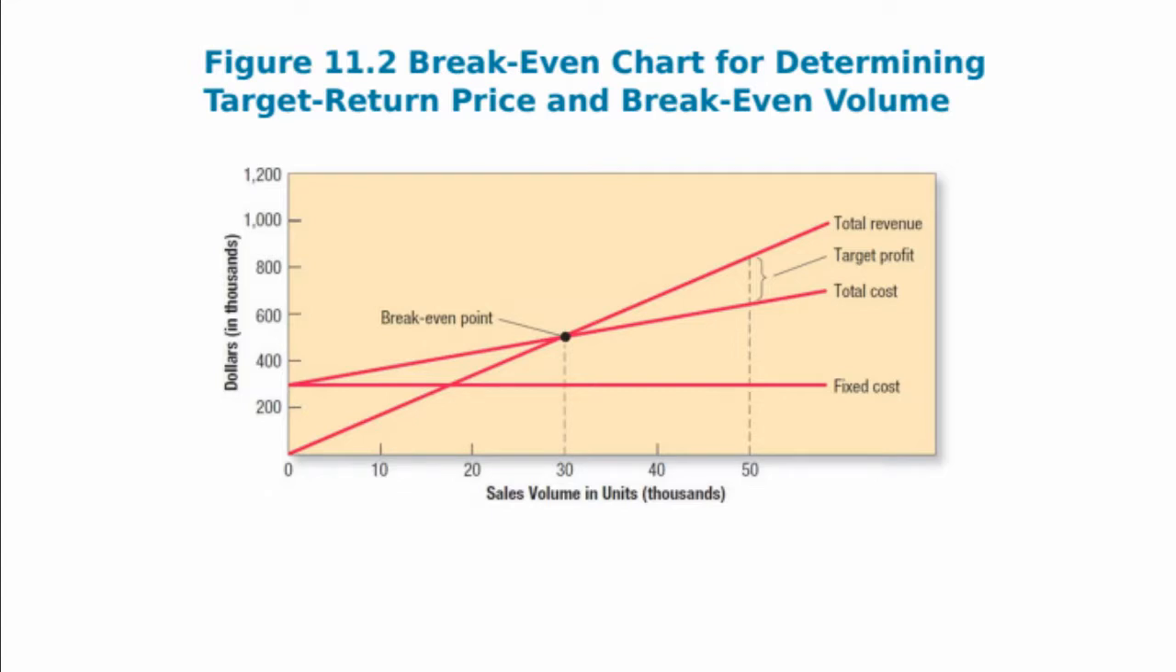The manufacturer can prepare a break-even chart to learn what would happen at other sales levels. Figure 11.2 shows a break-even chart for determining target return price and break-even volume. Fixed costs are $300,000 regardless of sales volume. Variable costs, not shown in the figure, rise with volume. Total costs equal the sum of fixed and variable costs. The total revenue curve starts at zero and rises with each unit sold. The total revenue and total cost curves cross at 30,000 units. This is the break-even volume.